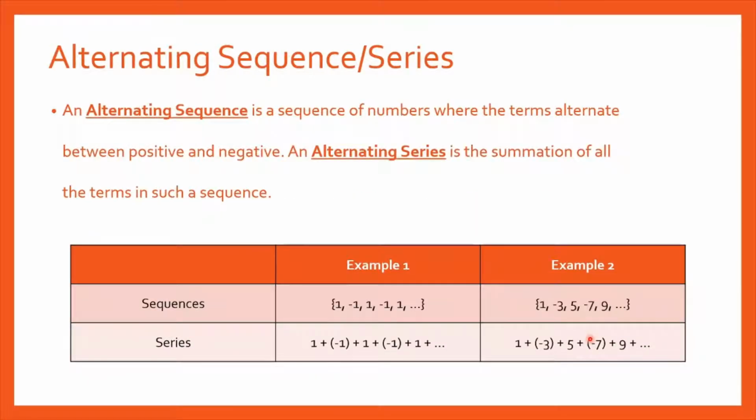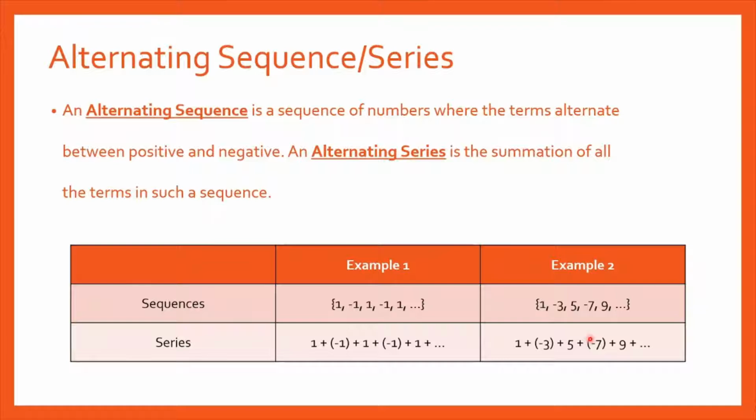And then the second and final type that we're going to go over today is alternating sequences and series. So an alternating sequence is a sequence of numbers where the terms will alternate between positive and negative numbers. An alternating series is the summation of all terms in such a sequence.